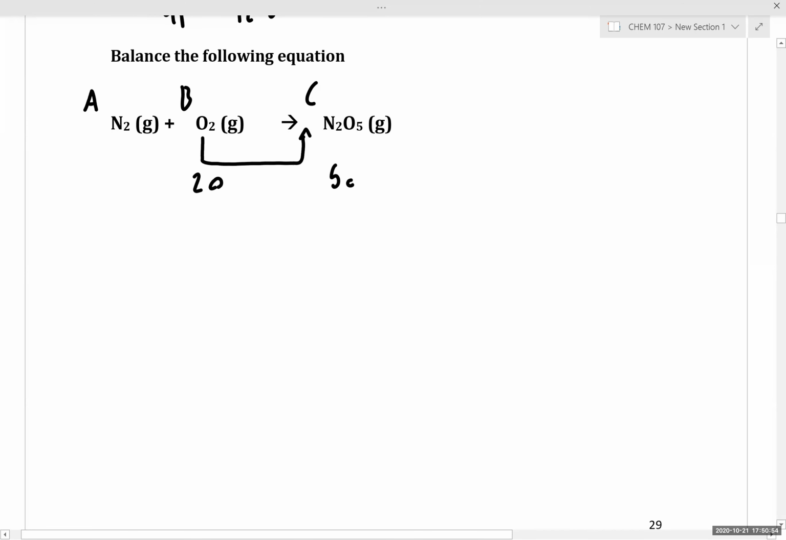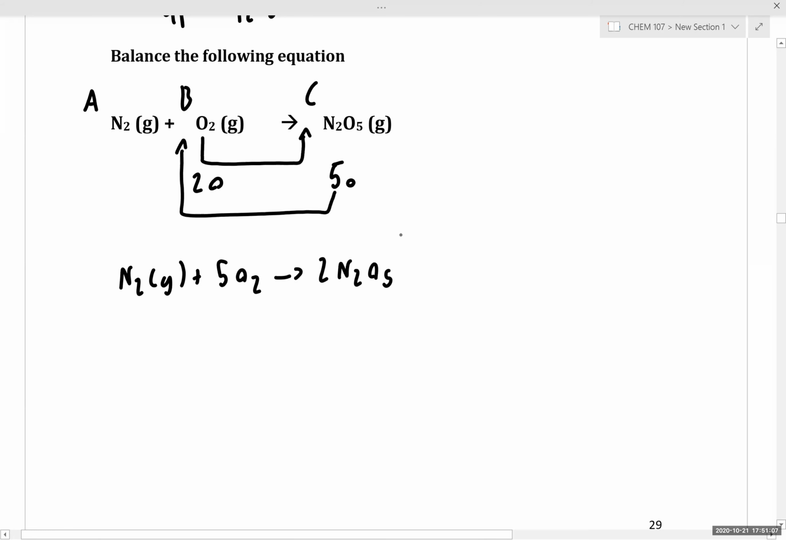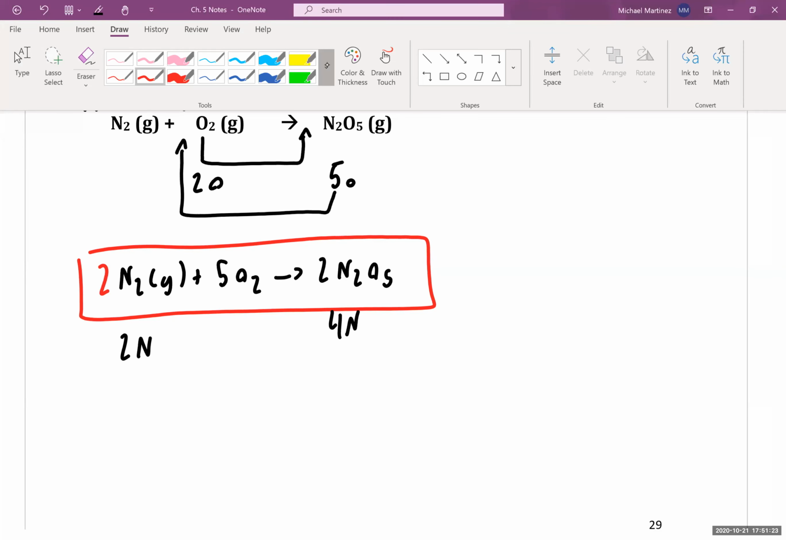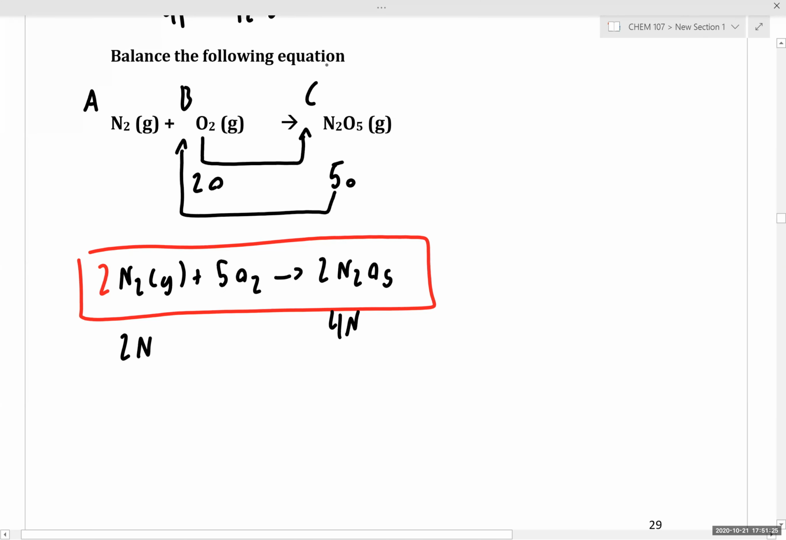We have 2 oxygens on the left, 5 oxygens on the right. We can cross our oxygen counts, and that can give us N2 gas plus 5O2 leads to 2N2O5. And now since we have 4 nitrogens on the right with only 2 on the left, we just put a coefficient of 2 in front of N2. And that gives us our balanced equation. So that's the least common multiple method, perfectly serviceable.